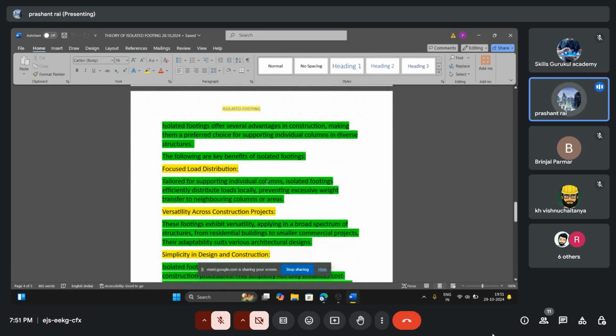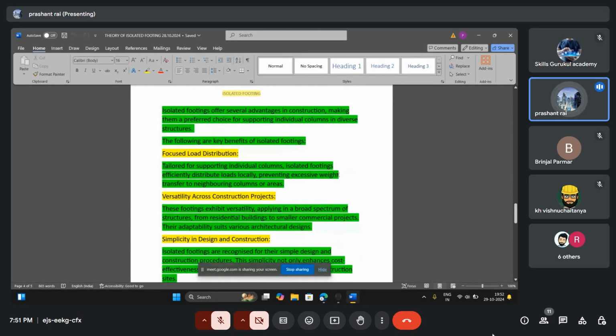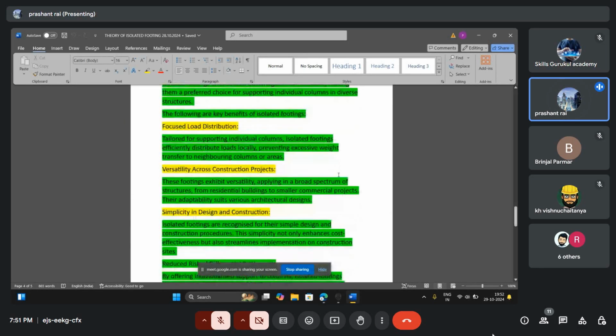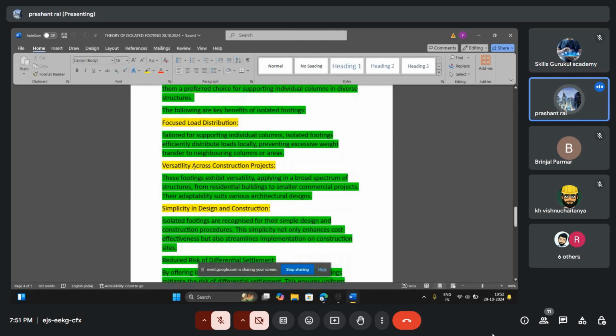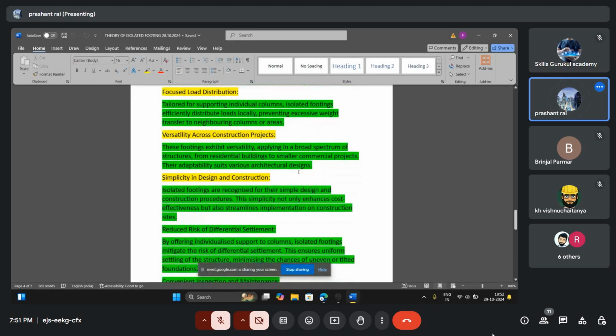Advantages of isolated footing. Isolated footings offer several advantages in construction, making them a preferred choice for supporting individual columns in diverse structures. The following are the benefits of isolated footing. Focused load distribution, tailored for supporting individual columns. Isolated footings efficiently distribute load locally, preventing excessive weight transfer to neighboring columns or areas.